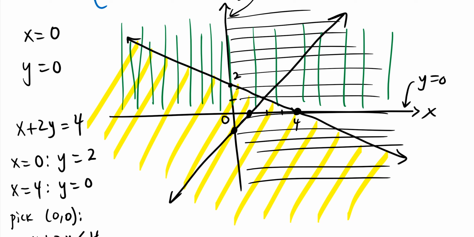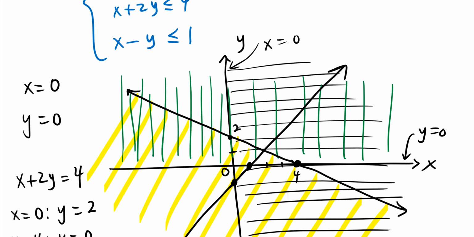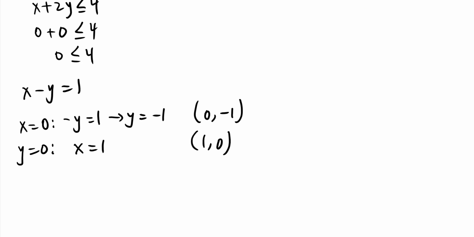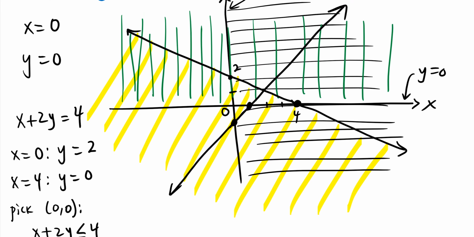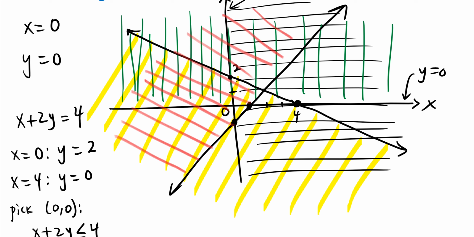So to graph this one, x minus y less than or equal to 1, we pick a testing point, 0, 0. So 0 minus 0 less than or equal to 1, 0 less than or equal to 1. That's a true statement. So this means we are going to shade the region that contains the origin, and that would be this region. That's the region containing the origin.